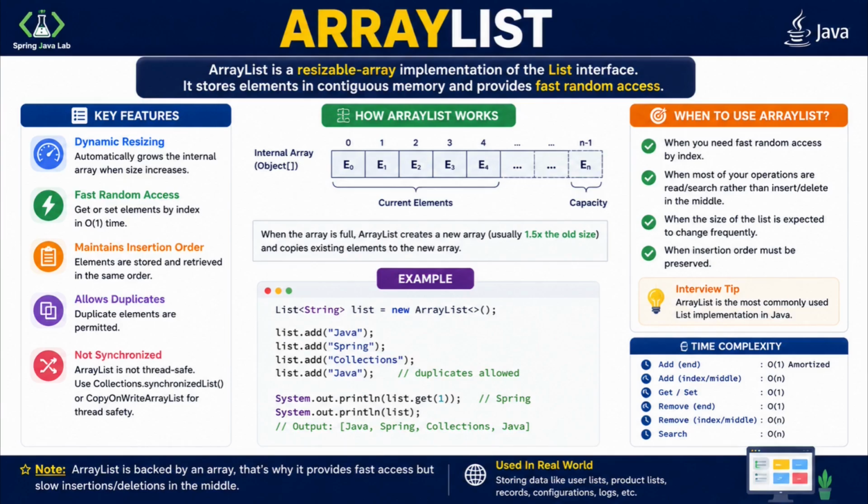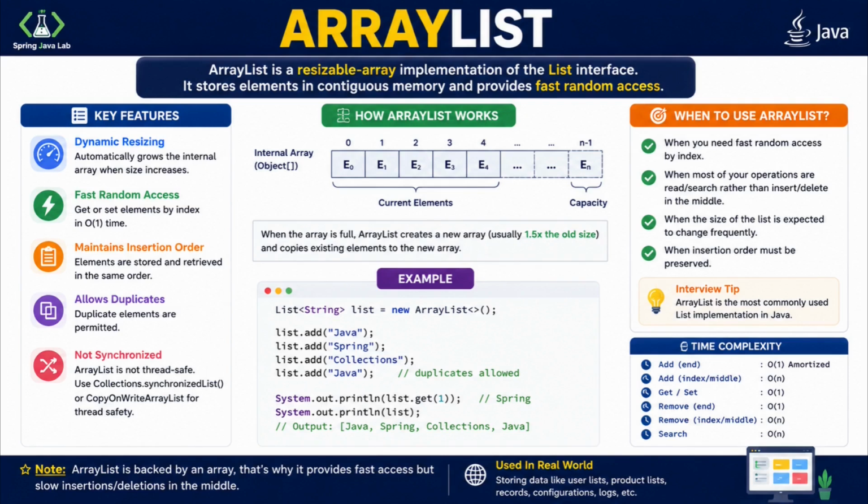It maintains insertion order. It allows duplicate elements. And because it stores elements in a dynamic array internally, accessing an element by index is extremely fast. That's why ArrayList is ideal when your application performs many read operations. Examples include displaying products, loading employee records, showing customer lists, or reading configuration data.